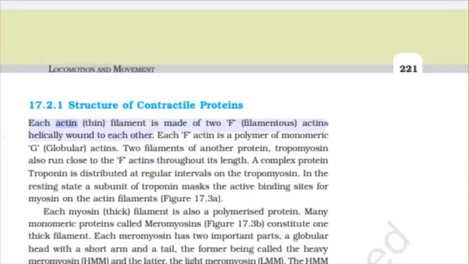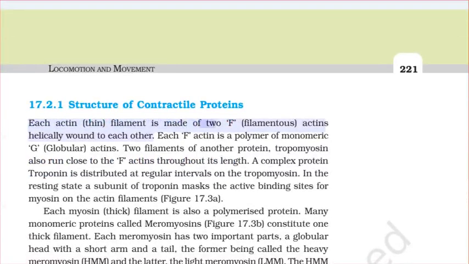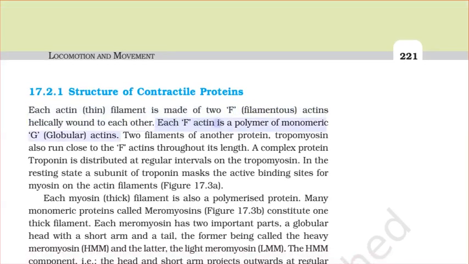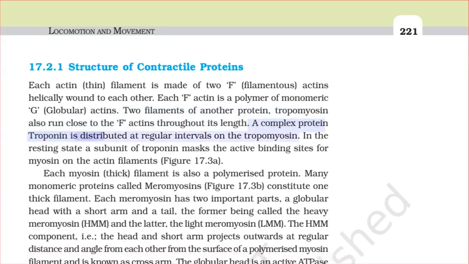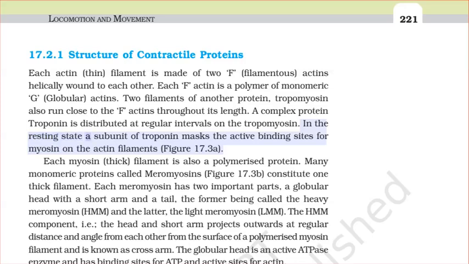Structure of contractile proteins. Each actin thin filament is made of two F filamentous actins helically wound to each other. Each F actin is a polymer of monomeric G globular actins. Two filaments of another protein, tropomyosin, also run close to the F actins throughout its length. A complex protein troponin is distributed at regular intervals on the tropomyosin. In the resting state, a subunit of troponin masks the active binding sites for myosin on the actin filaments.